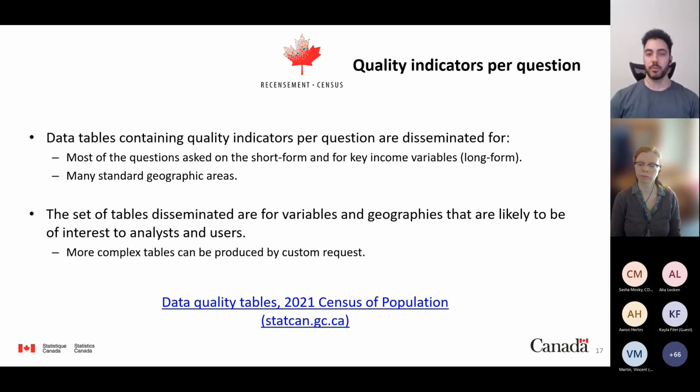The link here at the bottom will bring you to, again, our Statistics Canada webpage, which just has a list of all of the data tables for the question level quality indicators that we disseminated for the 2021 census.